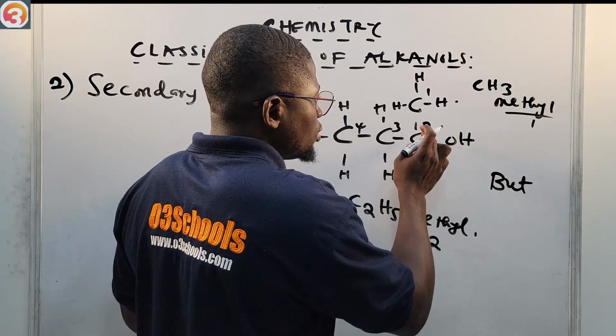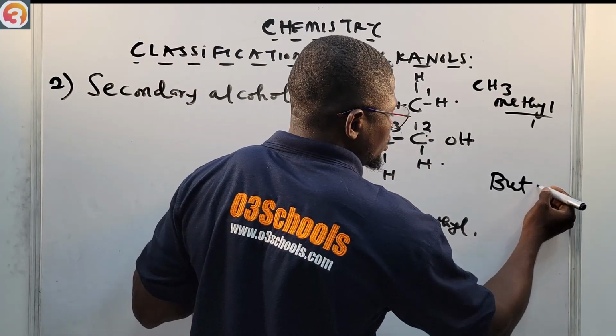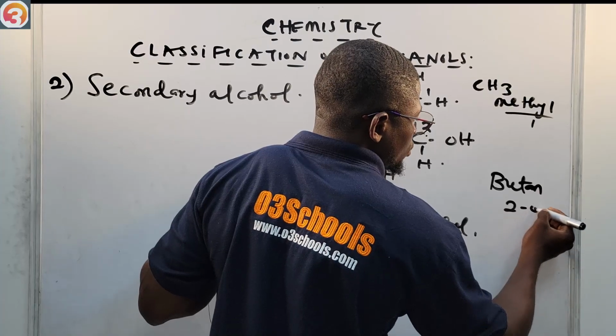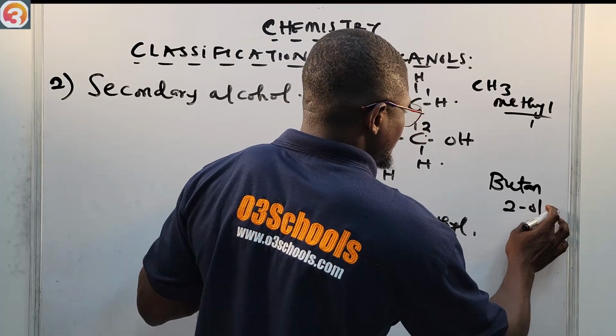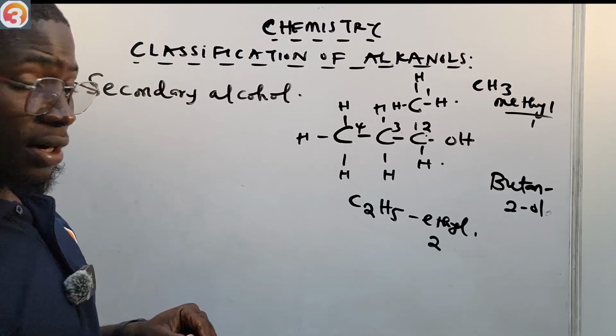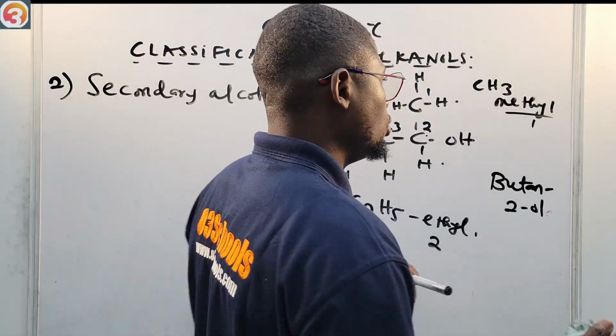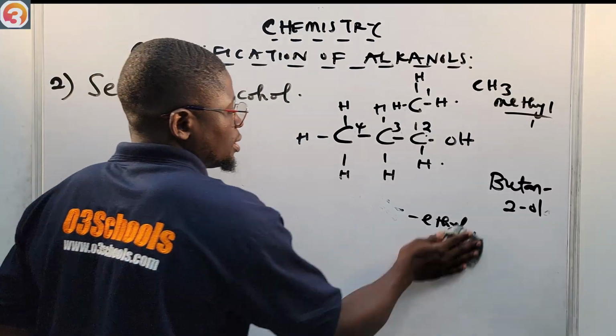Where is the position of this hydroxyl functional group? On carbon 2. So that would be butan-2-ol. Simple as ABC, butan-2-ol. That will be the name of this simple compound. We will get to nomenclature of alkanols, where we look into all those namings.